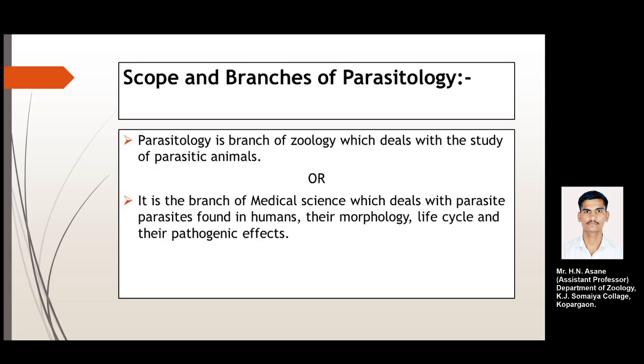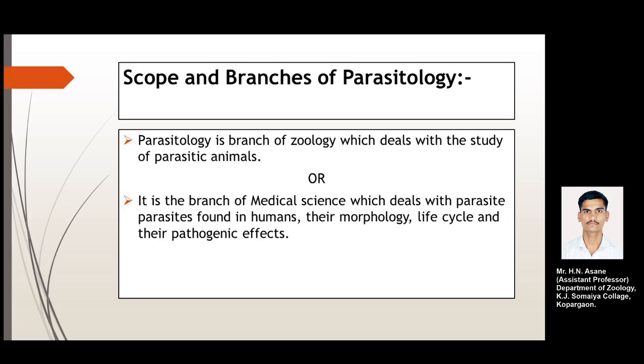But in zoology, there are a variety of organisms which are economically important, and hence economic zoology is the special branch in which one can study the harmful and useful animals for mankind. Thus, here is the definition: parasitology is the branch of zoology which deals with the study of parasitic animals. There are a large number of parasitic animals in phyla like protozoa, platyhelminthes, nematoda, and arthropoda, which are harmful to man and cause various diseases.